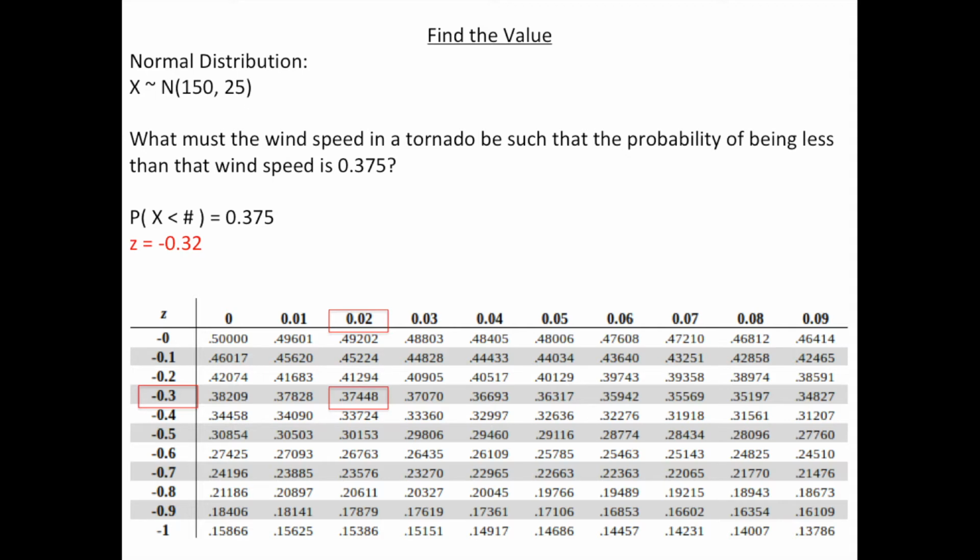Once I've found my corresponding z, I'm going to convert it into my x value. I can take z, multiply it by my standard deviation, and then add my mean. And here, if I calculate, I find that my x value for this problem is 142 mile per hour winds.